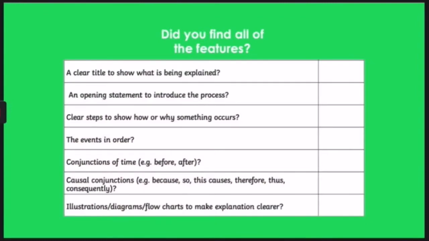So did you find all the features? Did you manage to find a clear title to show what was being explained? An opening statement to introduce the process? Did you find clear steps on how or why something occurs? Were the events in a specific order? Did they use conjunctions of time, e.g. before and after? Could you find any causal conjunctions, for example, because, so, this? Were there any illustrations or diagrams or flowcharts to make the explanation clearer?